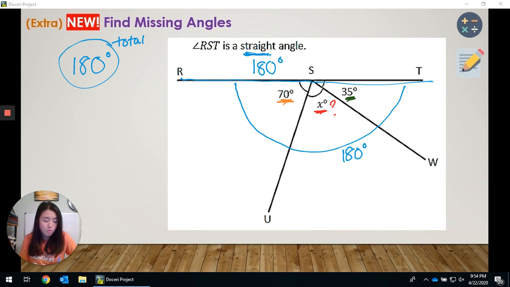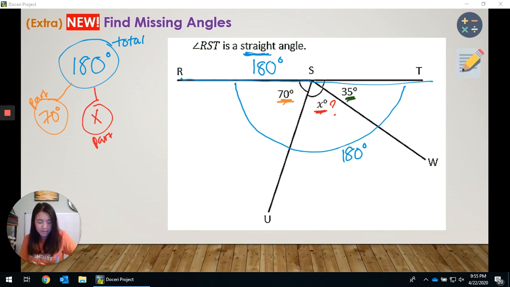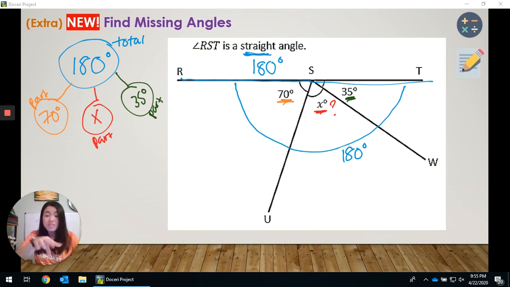But now, hopefully you saw that we don't just have 2 parts, we now have 70 degrees, which is 1 part. We also have x, which we don't know yet, but that's another part. And we have a third part, which is 35 degrees. So that's our third part. So even though we have 3 parts, it can still go all the way up to that one big total.